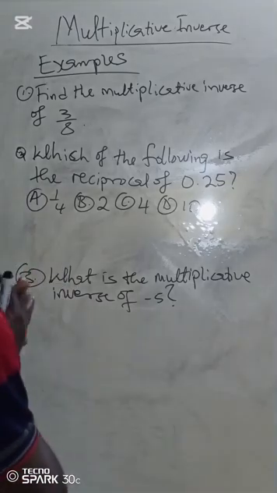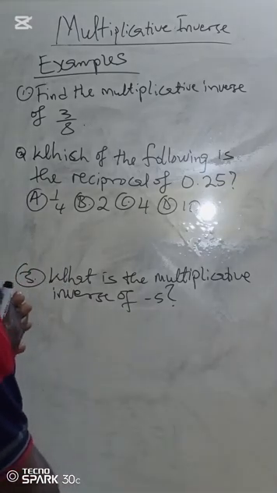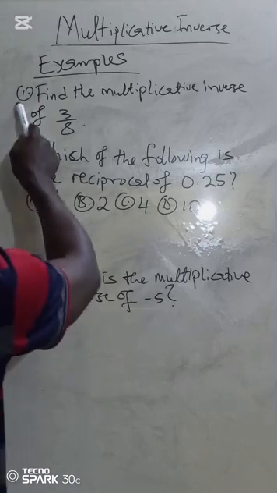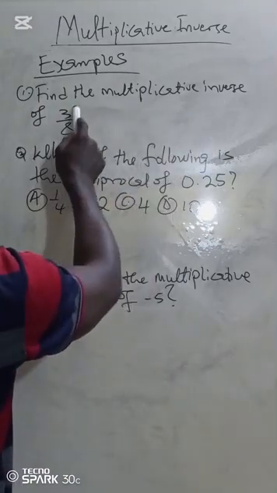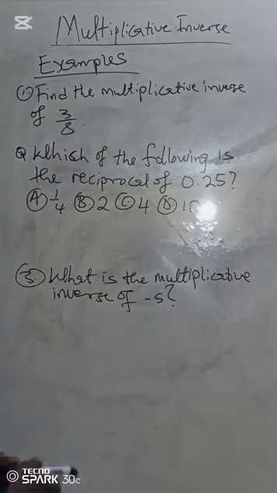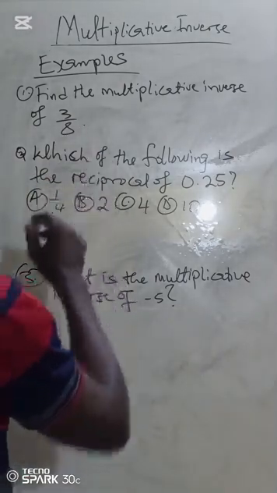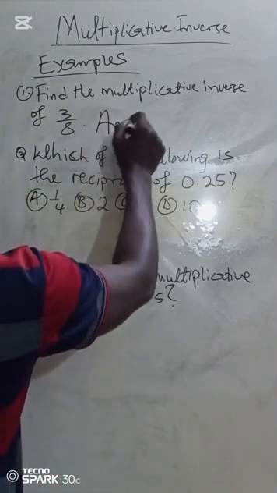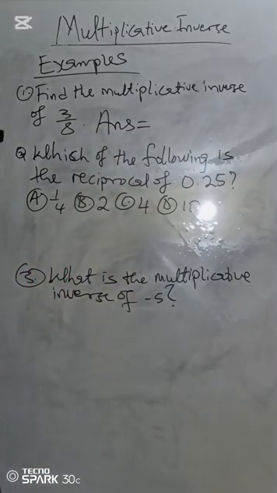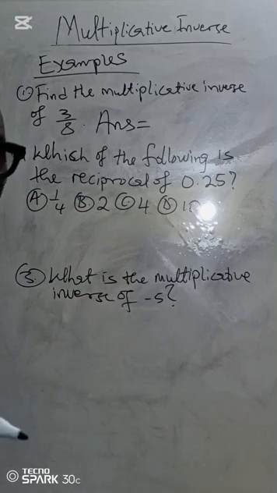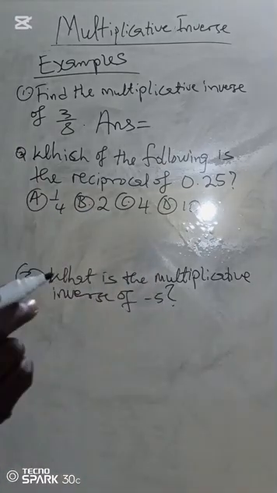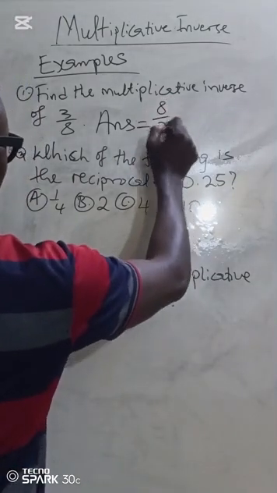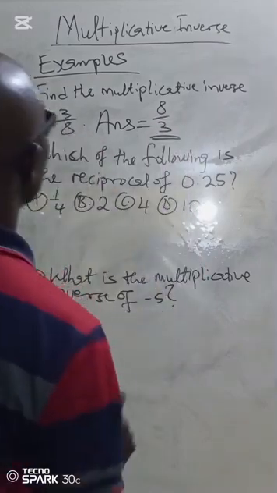Let's do these 3 questions to support what we have learned from multiplicative inverse. Question 1. Find the multiplicative inverse of 3 divided by 8. So what I'm going to do, just swap or flip the numerator and denominator. So our answer is going to be, who can get it? Put it in the comment section. The answer, I'm waiting for you. The answer is 8 divided by 3 for question 1.